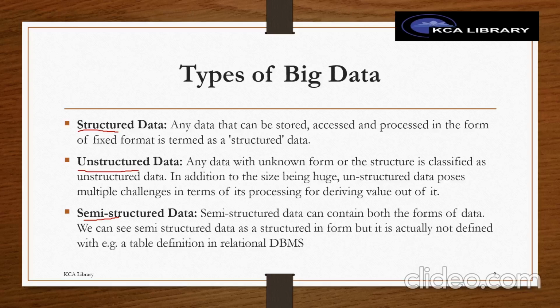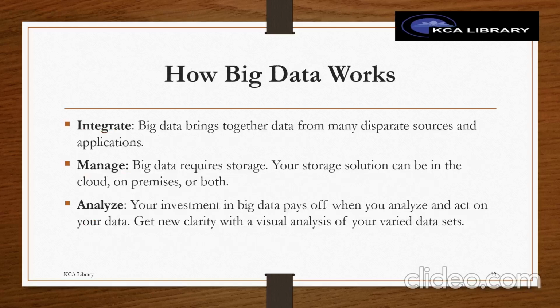So a simple example of semi-structured data can be data from emails. Also, how does big data work? Big data works through integrating. Big data brings together data from many sources, applications. It can be social media, from the environment using sensors, and everywhere. So it integrates many systems and collects data.